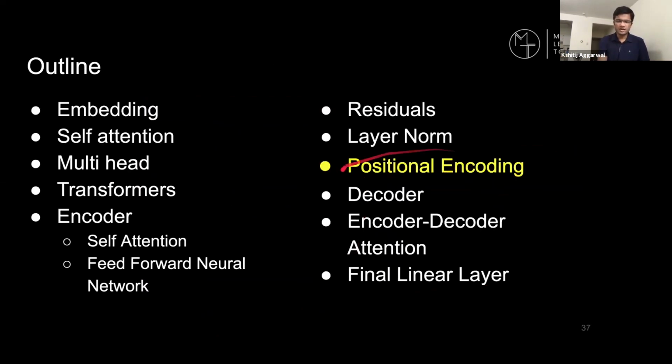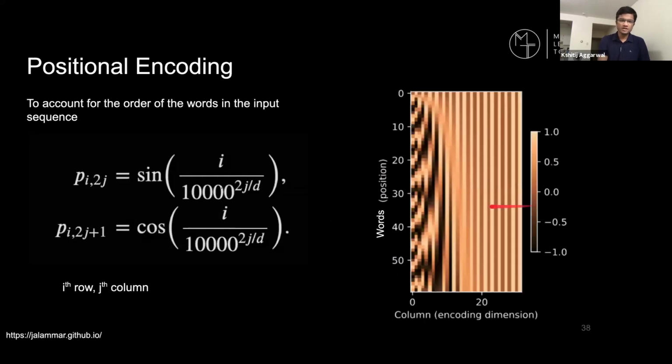Now let's look at the positional encoding. One problem with all of this is that we have not encoded how the words are ordered in our sentence. In an RNN, we were giving the words in time. So the first word would go in and generate a hidden state, then the second word would come in and modify the hidden state, and so on.